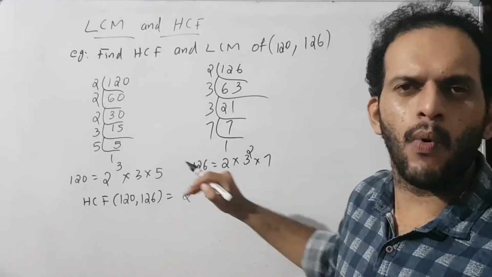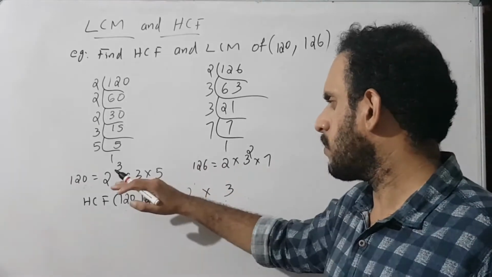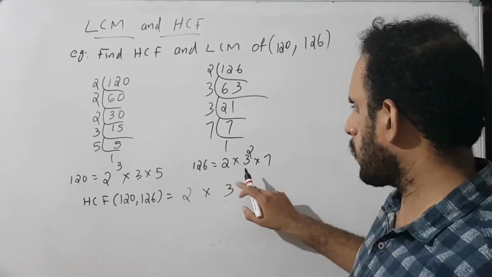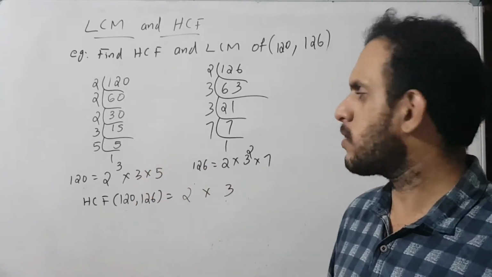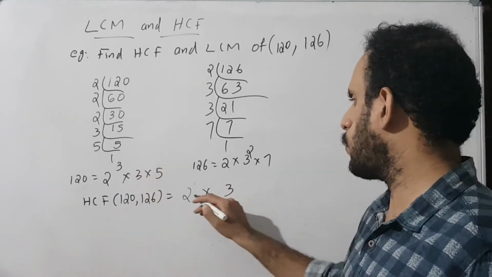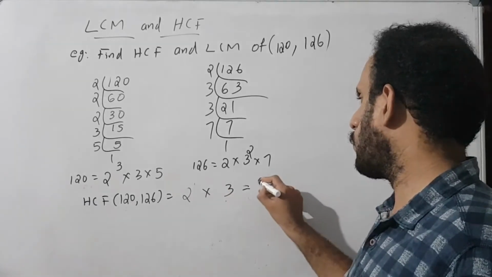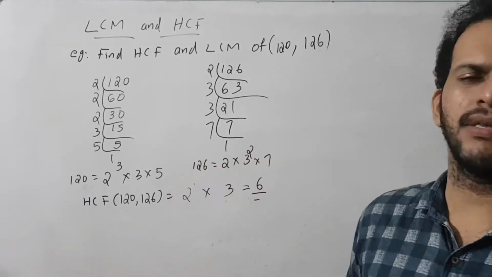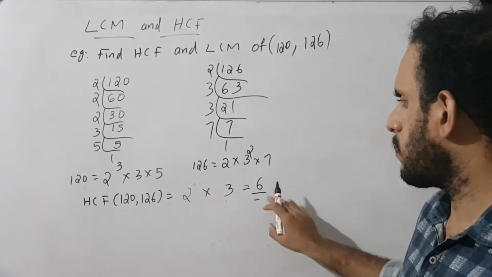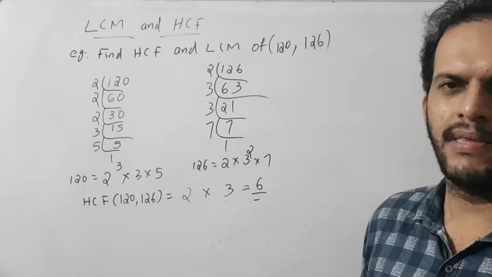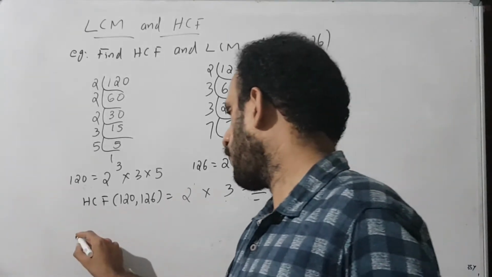Then which one is the smallest power of 3 in both numbers? The power of 3 here is 2 and 1. The smallest power is 1. Then we choose 2 and 3, which is equal to 6. Then what is the HCF of 120 and 126? That one is 6. Then next, LCM.